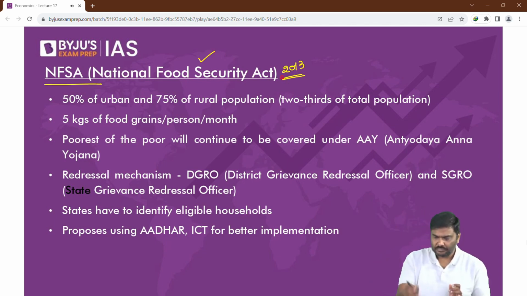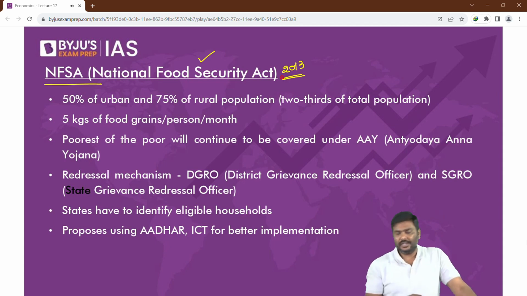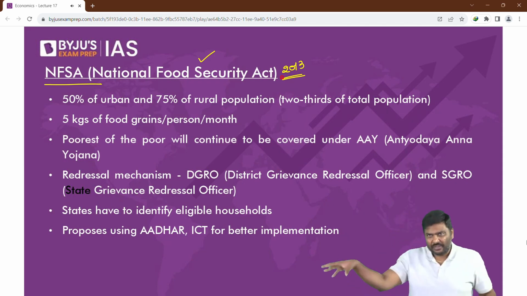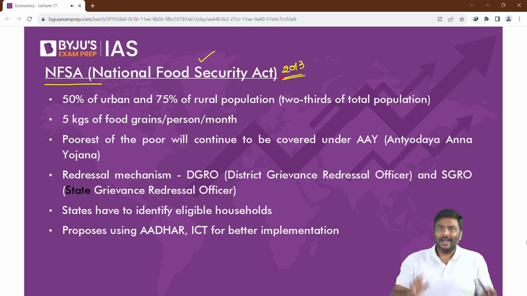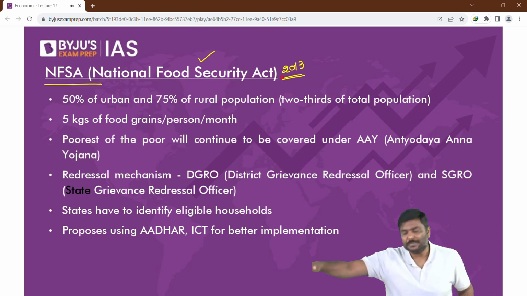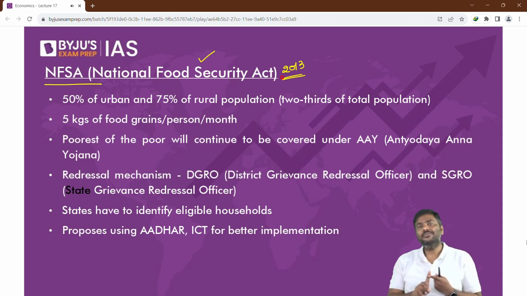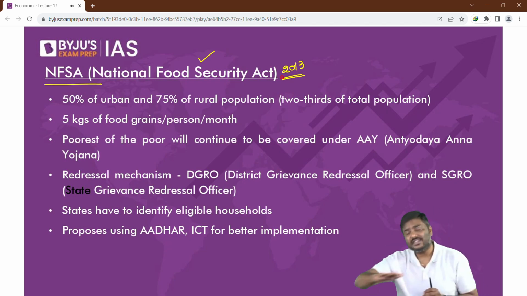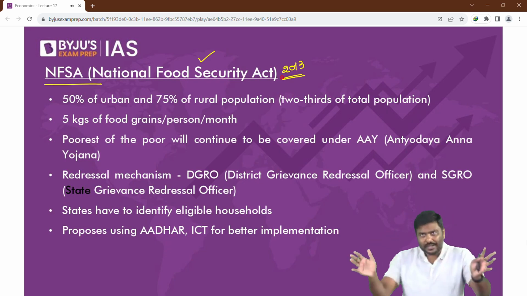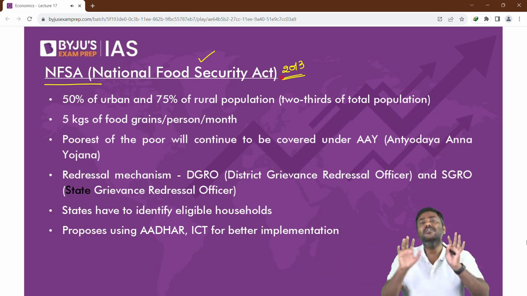What is NFSA? National Food Security Act. It was introduced in 2013. Under NFSA, the Government of India says the beneficiaries will be identified. That is, 2/3 of India's total population will be identified, and these beneficiaries will be provided food grains at subsidized prices. I will repeat the statement. We are going to identify the beneficiaries, and these beneficiaries will be given food grains at lower, subsidized prices.